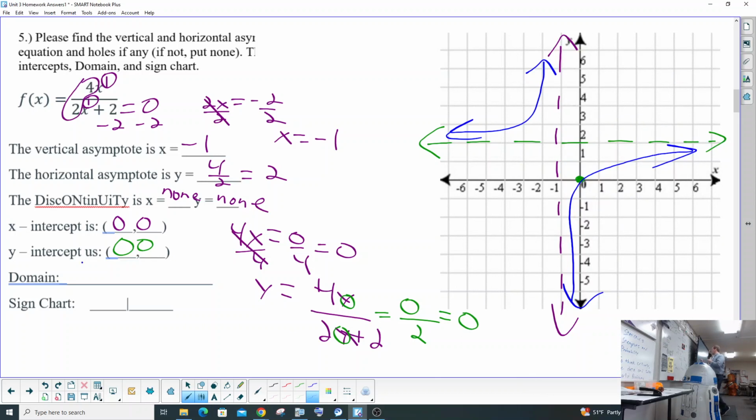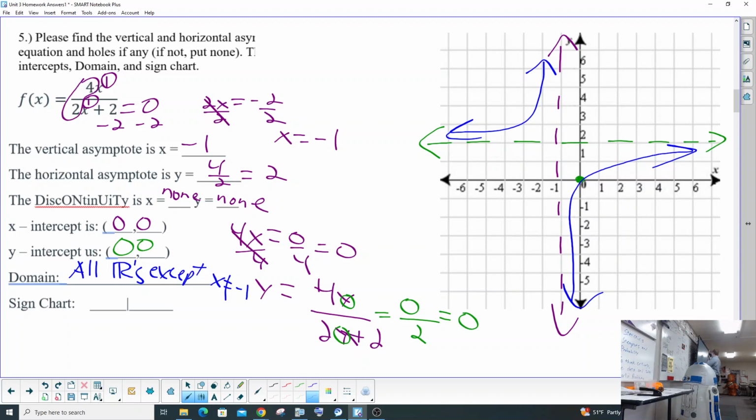No holes. So the domain is all real numbers, except x can equal what? x can equal -1. That's our vertical asymptote. And then the sign chart just goes from positive to negative.